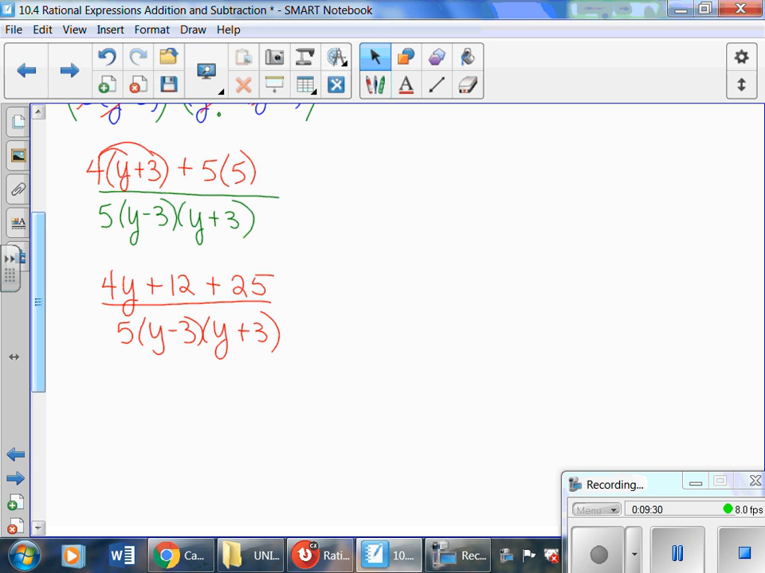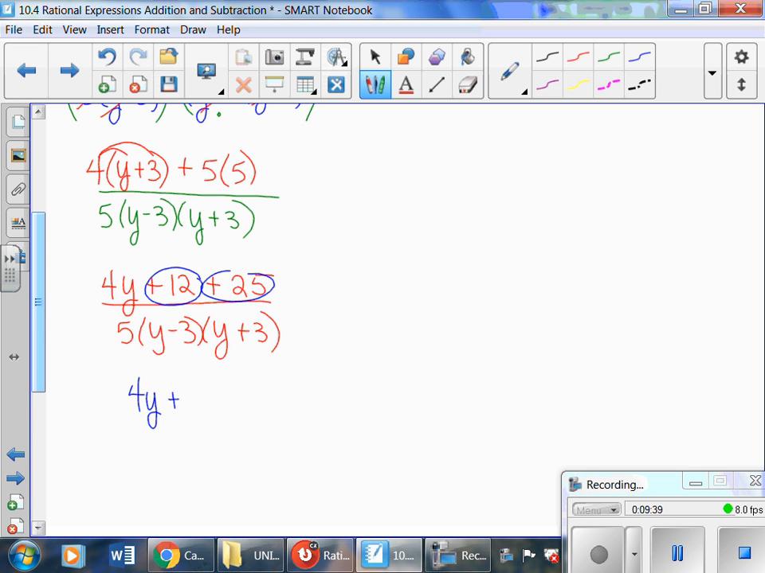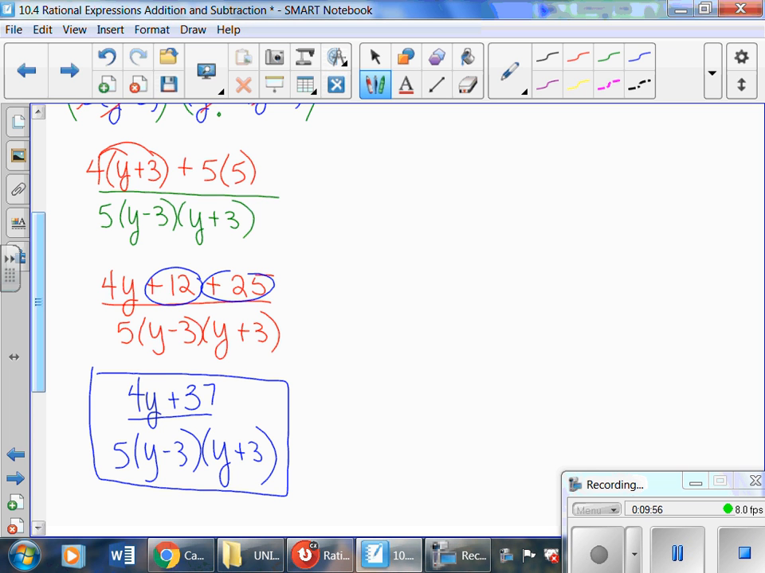So we do our final combining of like terms here, and we get 4y plus 37 all over 5 parentheses y minus 3, y plus 3. And you can leave it that way. So there's your final answer. Could you multiply out your two binomials in the denominator? Yes, that would be fine. But if this is a constructive response, then you don't need to. You're done.